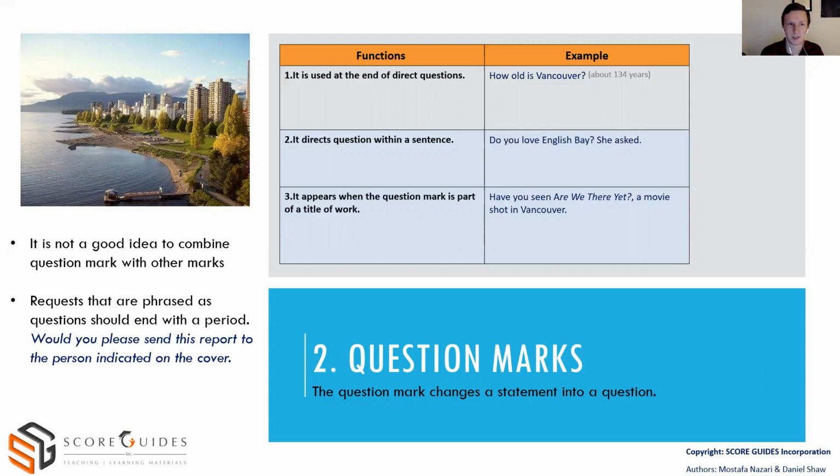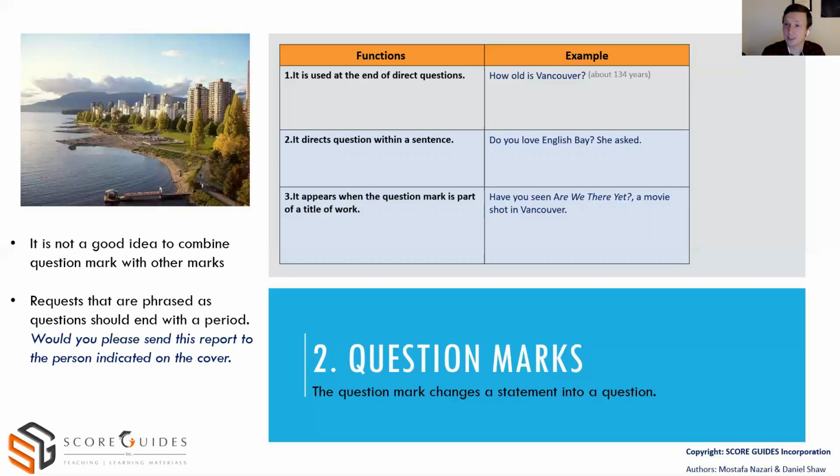So some tips. It's not a good idea to combine question marks with other marks. So it can get a little bit confusing if we're trying to do too many things. We want our ideas to be simple and clear and be understood, especially in writing as well as speaking. So just one question mark for a question.